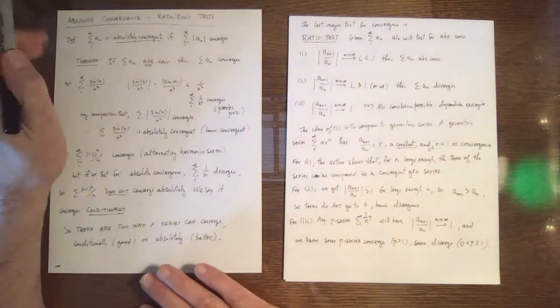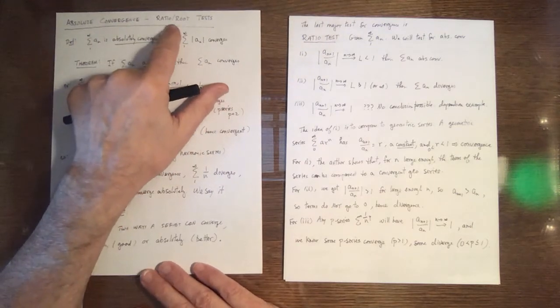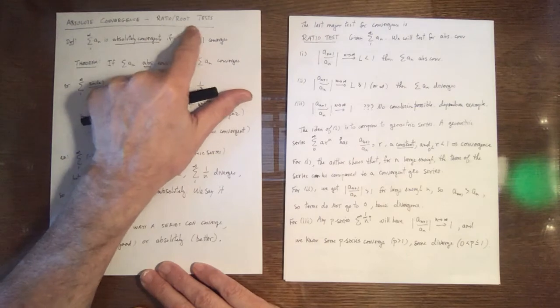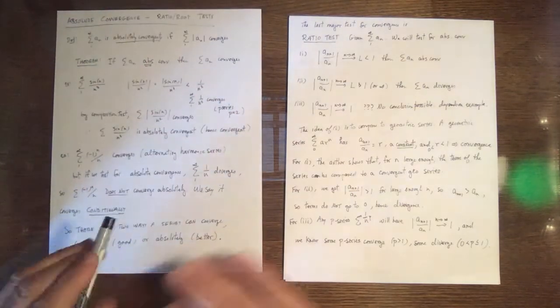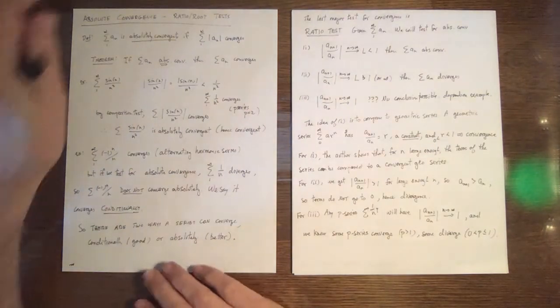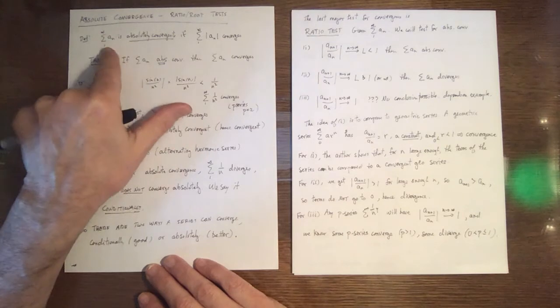So the topic now is absolute convergence. And then our last tests, basically the ratio test and also the root test. The ratio test is the more typical one you're going to use. So first you have to have the notion of absolute convergence. The absolute's like an absolute value.